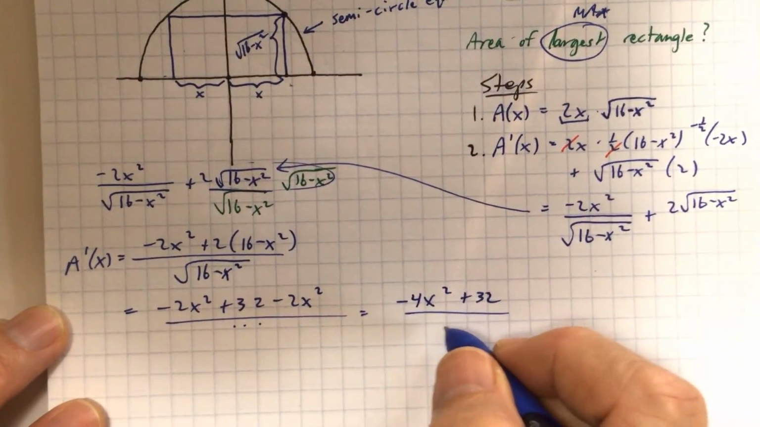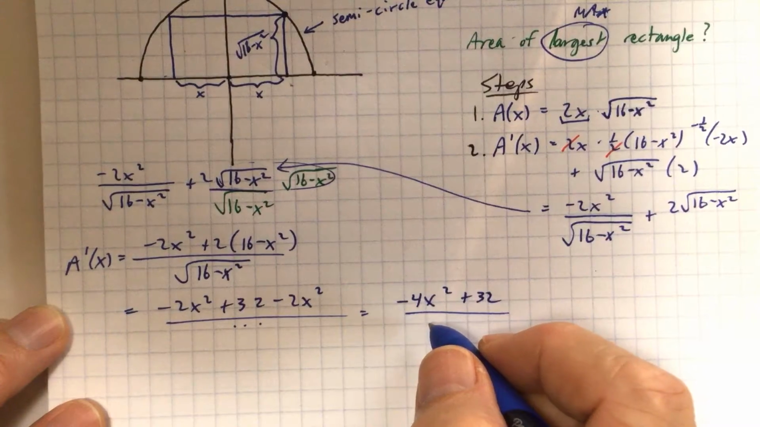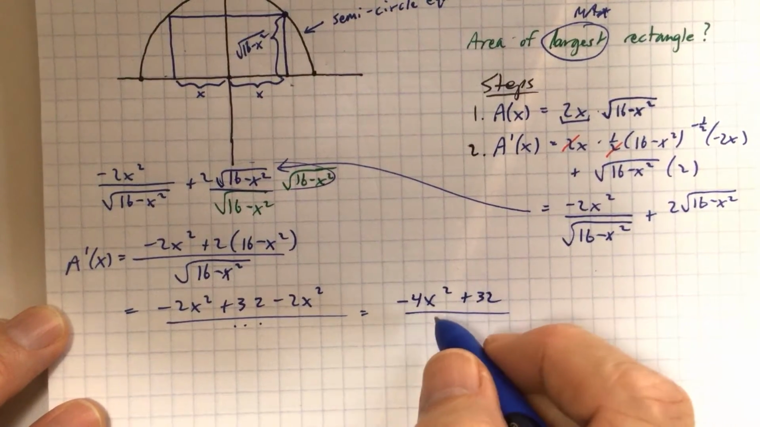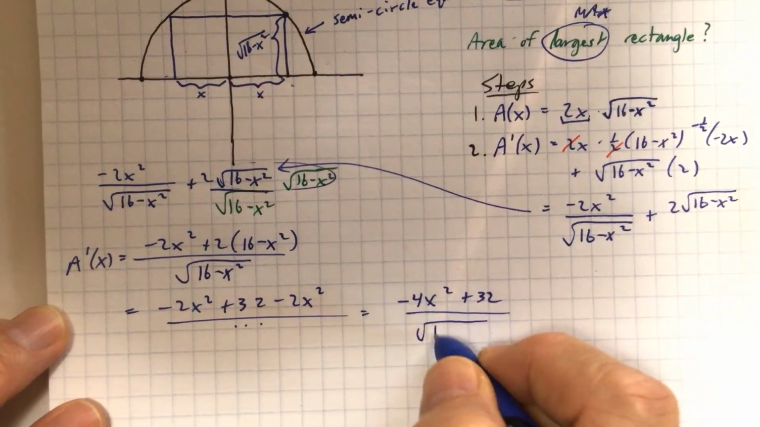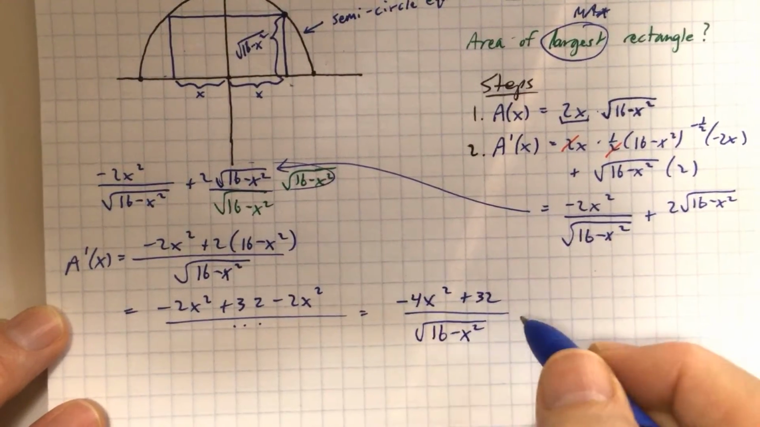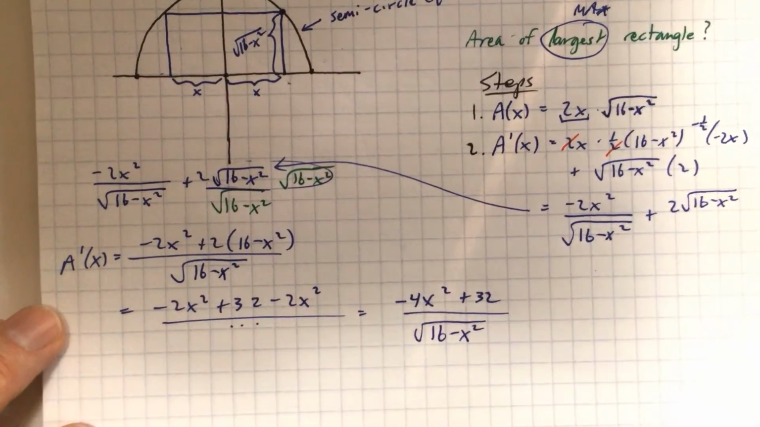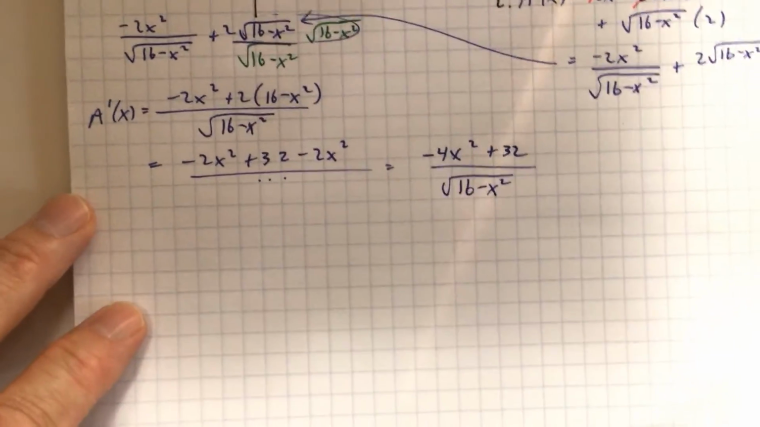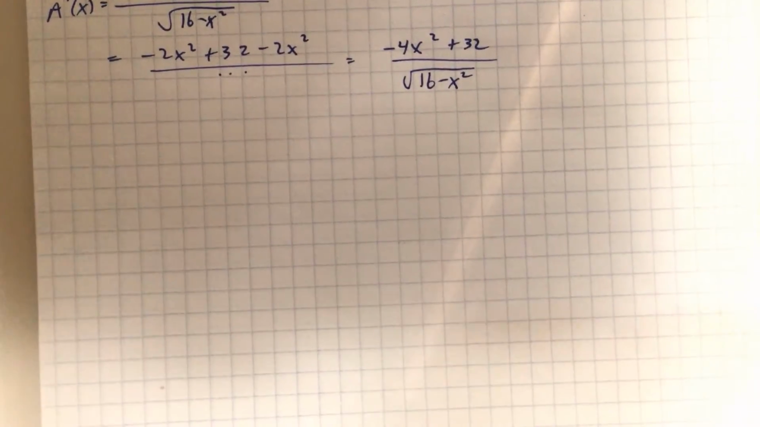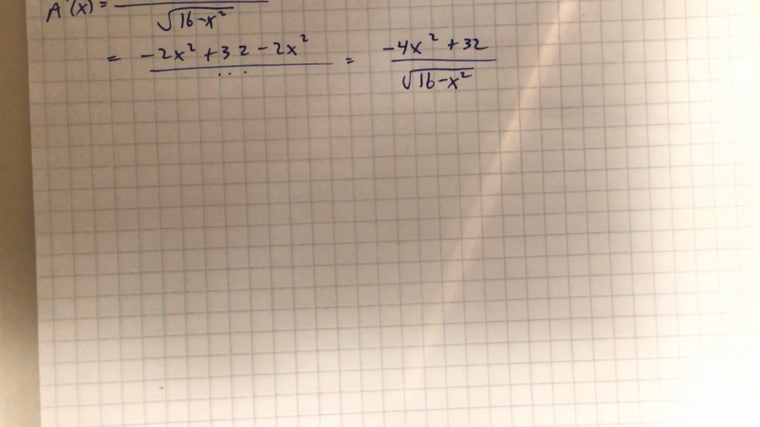Okay, that's our numerator simplified. We could factor out negative 4, and then we have the square root of 16 minus x squared. All right, so that's our derivative. That's what we're going to work with now, and we're going to set it equal to 0 because we want to find our critical points.